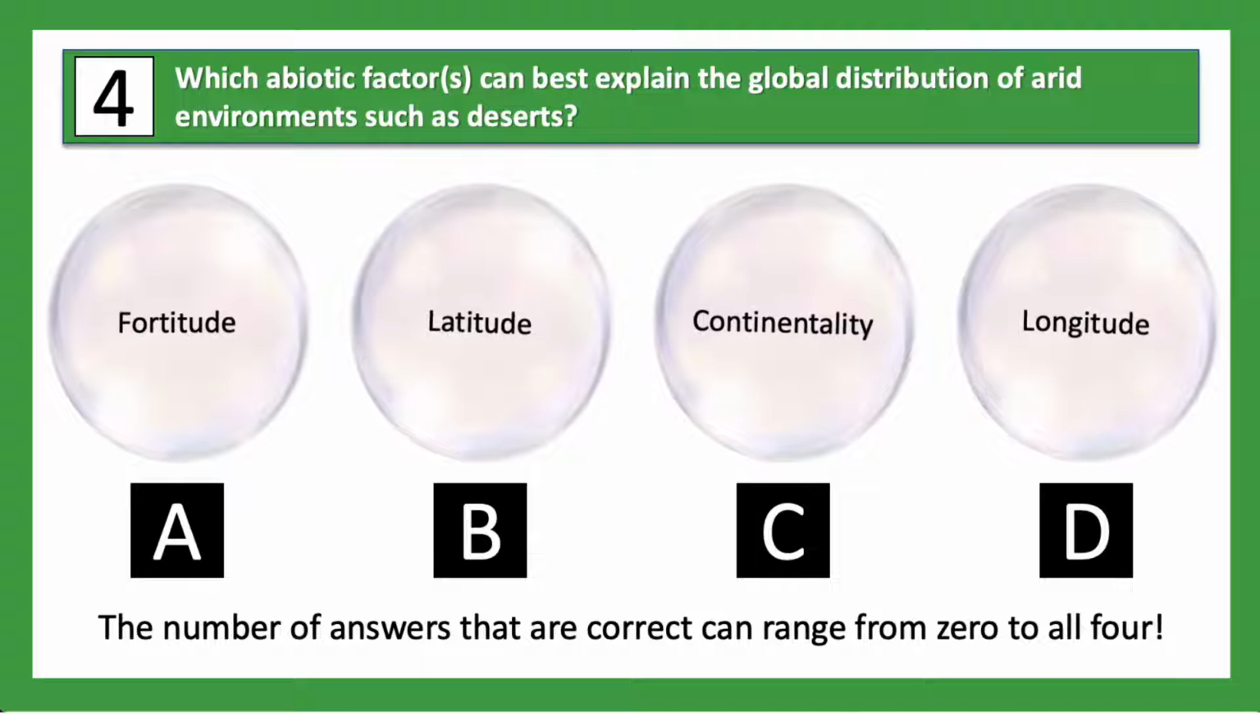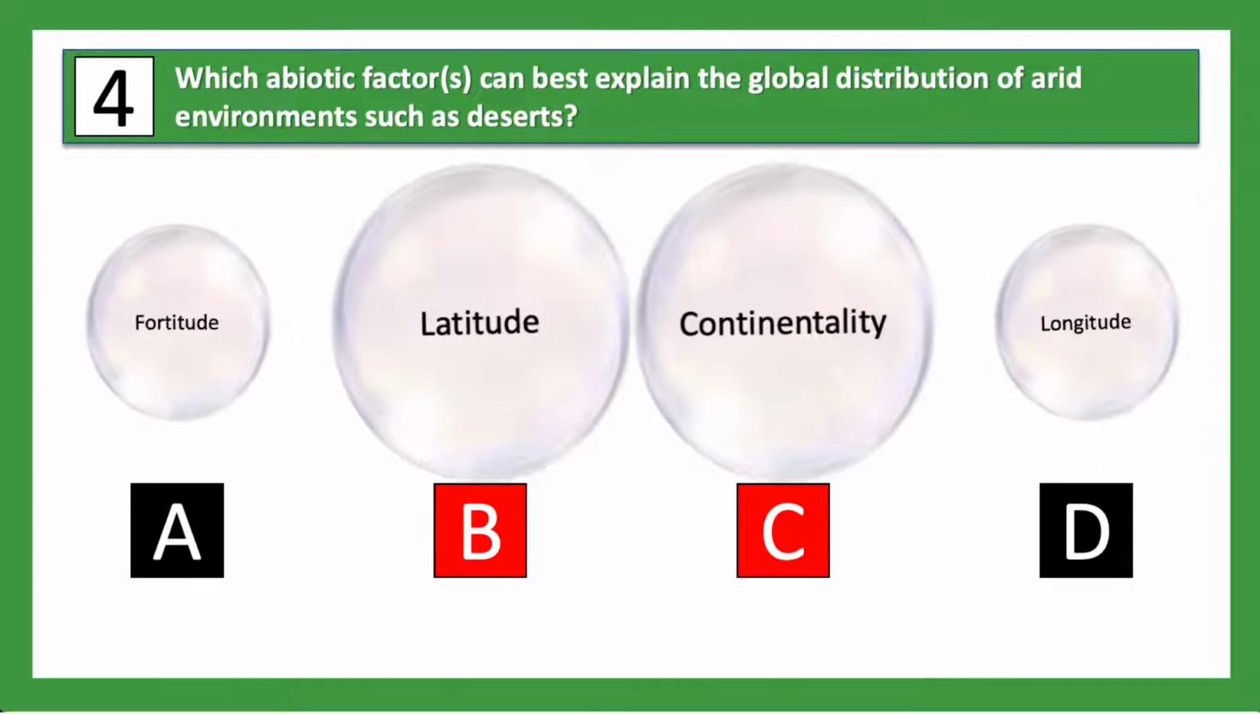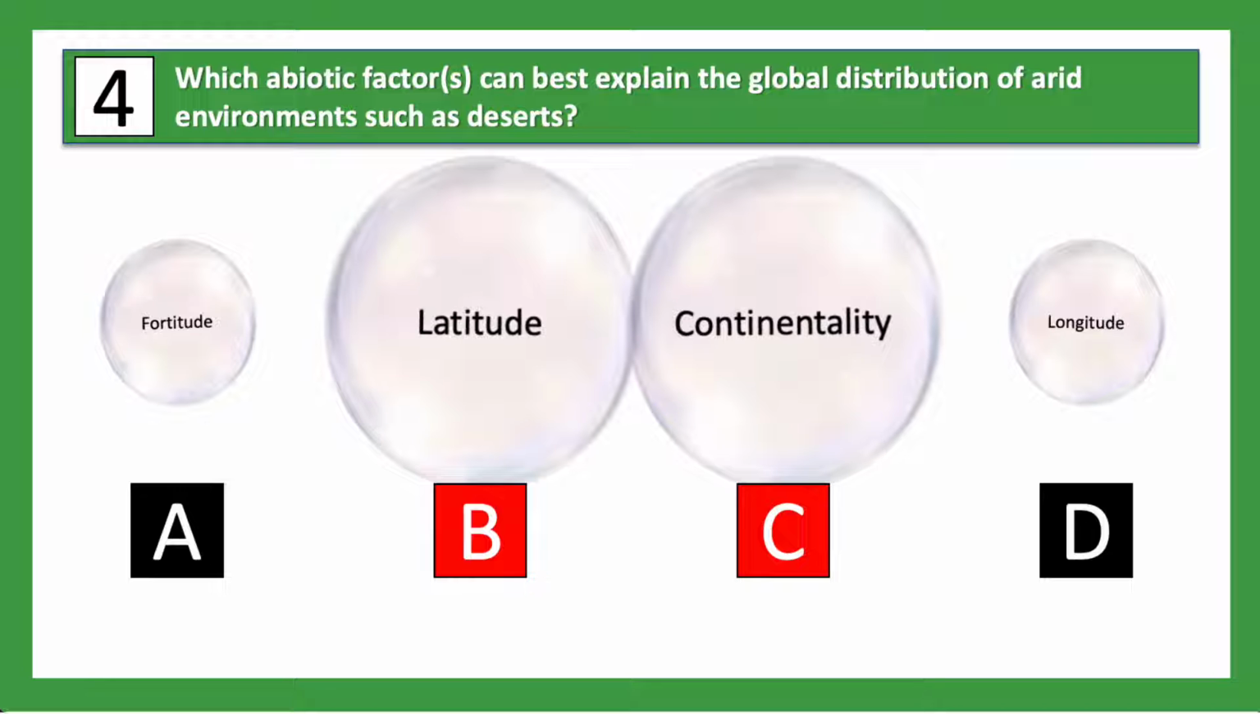For question number 4, which abiotic factor or factors can best explain the global distribution of arid environments such as deserts? Is it altitude, latitude, continentality, or longitude? What do you think? A, B, C, or D? Let's have some answers in the chat. Okay, let's reveal the answer. Well done. B and C. Well done to those of you who got that correct.